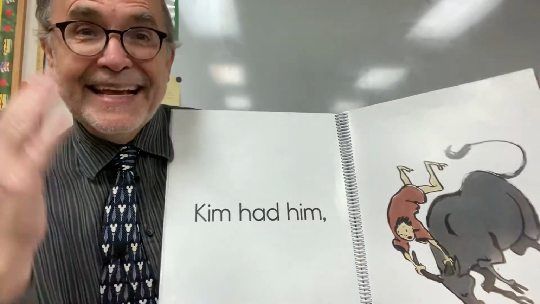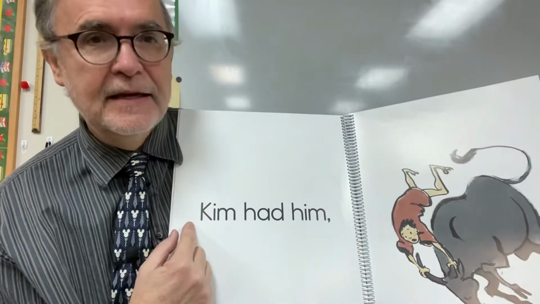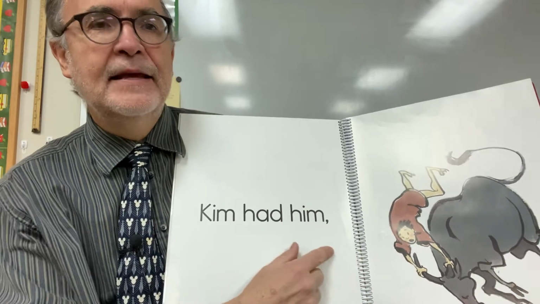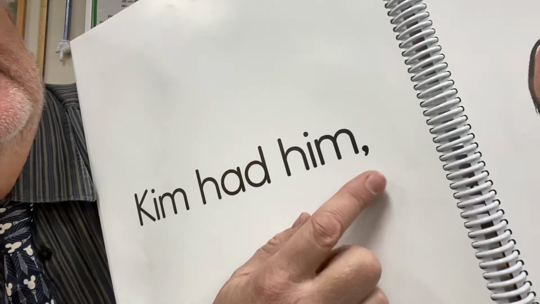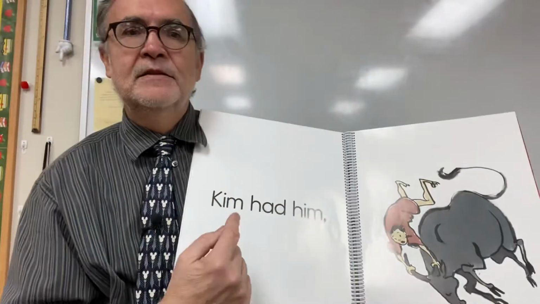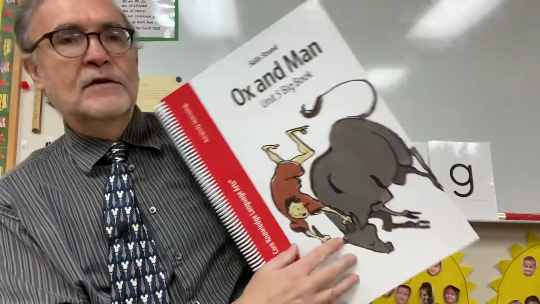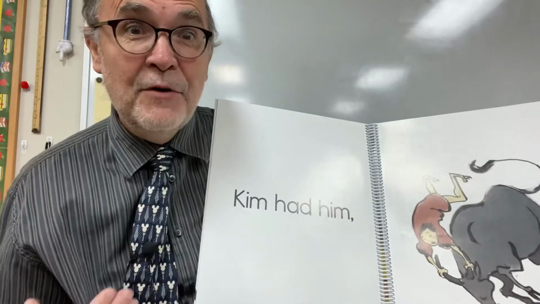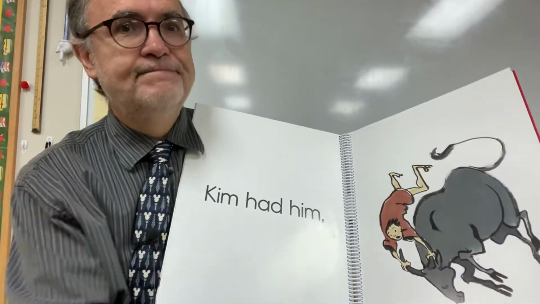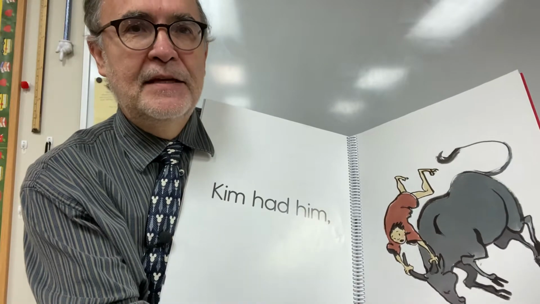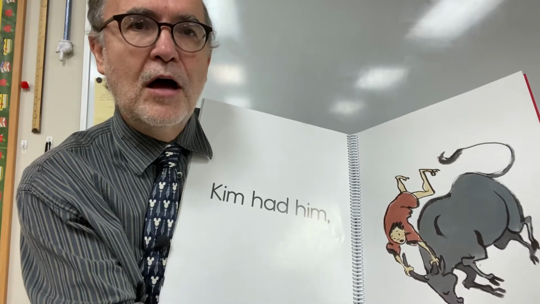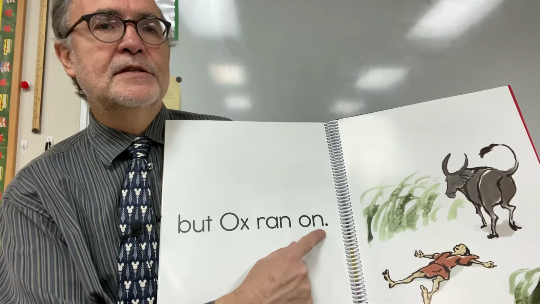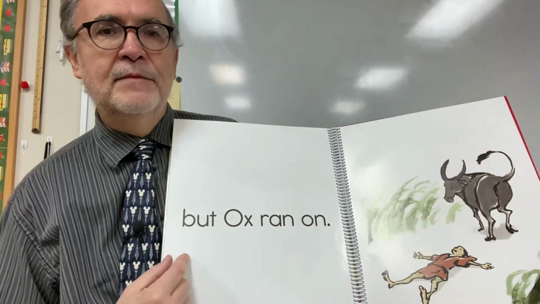Oh, Kim, how could I forget Kim? Kim had him. Comma again. Look, it's a comma. That means more of the sentence. And there's the picture from our cover, right? This is the same picture as the cover. Kim had him around the horns. He's holding on. I know what he's going to say on the next page. Predict? But ox ran on. There's our stop sign there. Kim had him, but ox ran on.